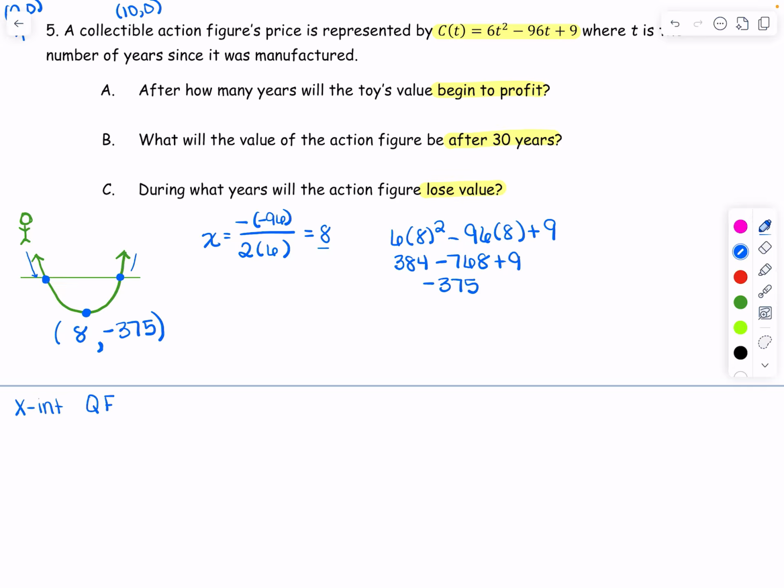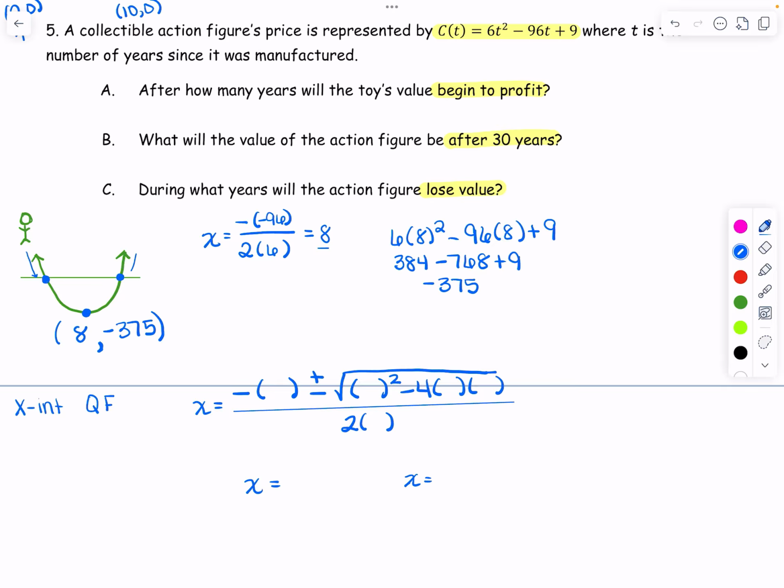So then for the x-intercepts, we have to use the quadratic formula. So we're going to have x equals negative b plus or minus the square root of b squared minus 4 times a times c, all divided by 2 times a. Once you find your two x-intercepts, because there are two of them, then you'll know your x-intercept for the left side and the x-intercept for the right side. That's where it equals 0.